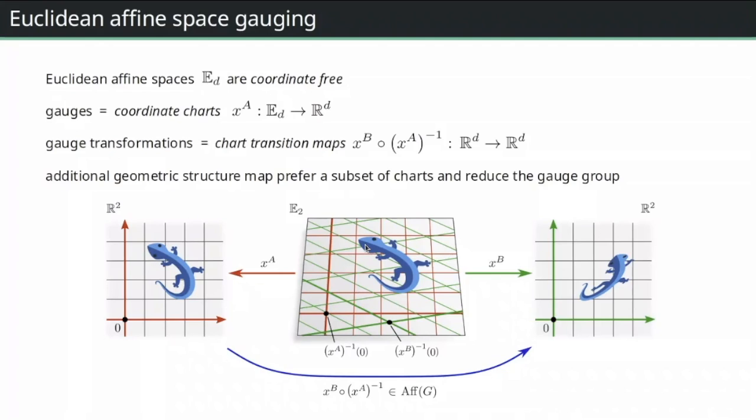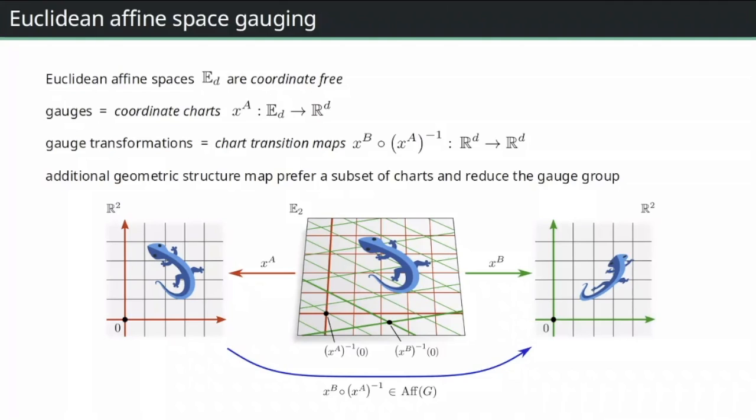And then you can demand that your chart is isometric, right? If you have metric structure given, then you want that your chart respects that. Both charts would then be isometries, and also your chart transition map is an isometry. So instead of having the general affine group down there, you would have the Euclidean group, which is the group of isometries of the Euclidean space.